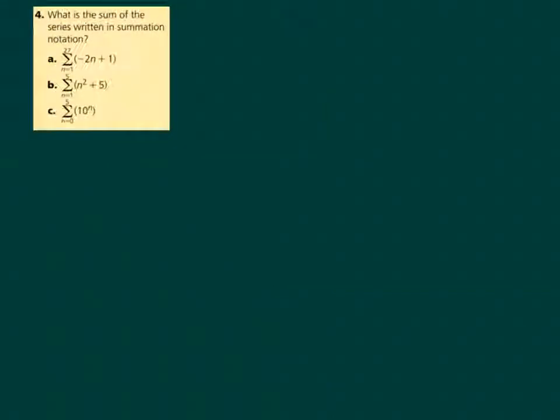Let's just do parts A and C. So part A. Part A is fairly straightforward. How many terms are there if we go from 1 to 27? 27. 27 minus 1 plus 1. What is the first term? The first term is, you plug in 1 for n, which is negative 1.